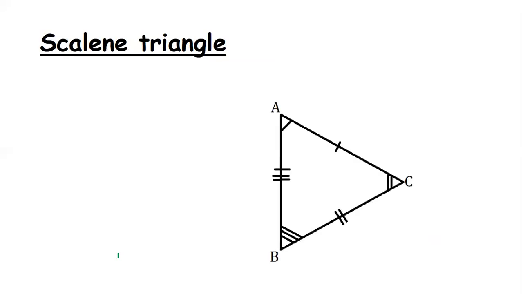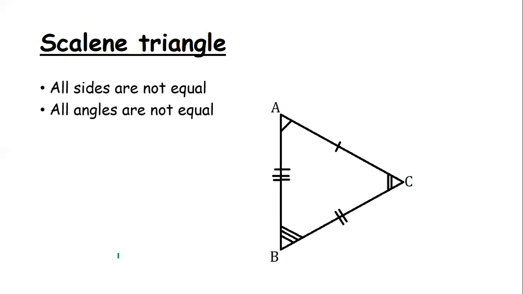Scalene triangle. What is a scalene triangle? Like this one here, it's a scalene triangle. What are the specific properties of a scalene triangle? All sides are not equal. What else? And all angles are not equal. So that is a scalene triangle.